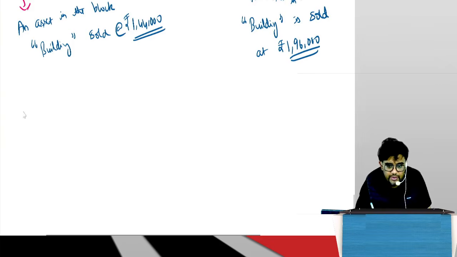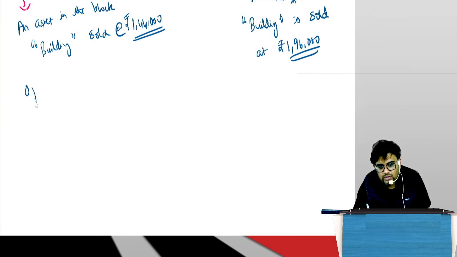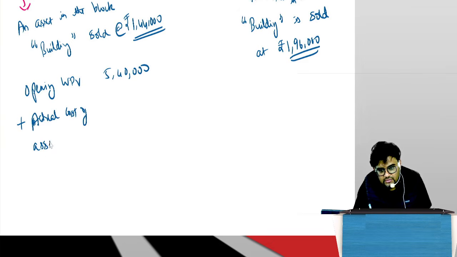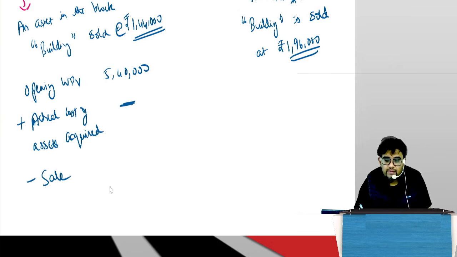First one. Tell me guys, what's the opening WDV for year 2? Everybody, what is the opening WDV? 5,40,000 plus actual cost of assets acquired nil. Any asset acquired? No. Less sale. Tell me, what is the sale value? 1,44,000.